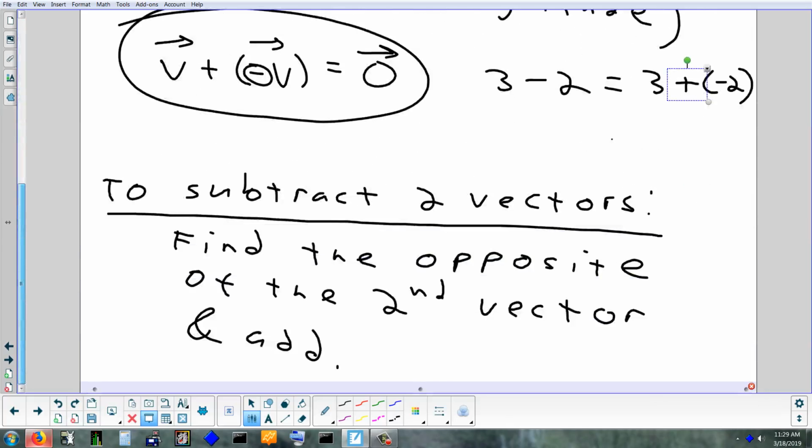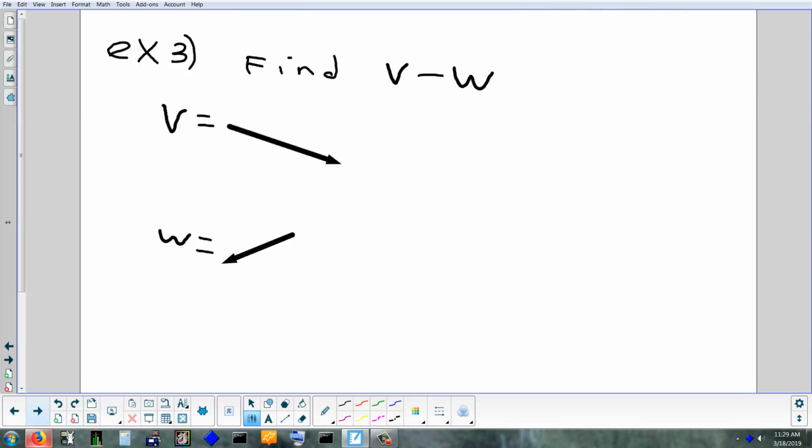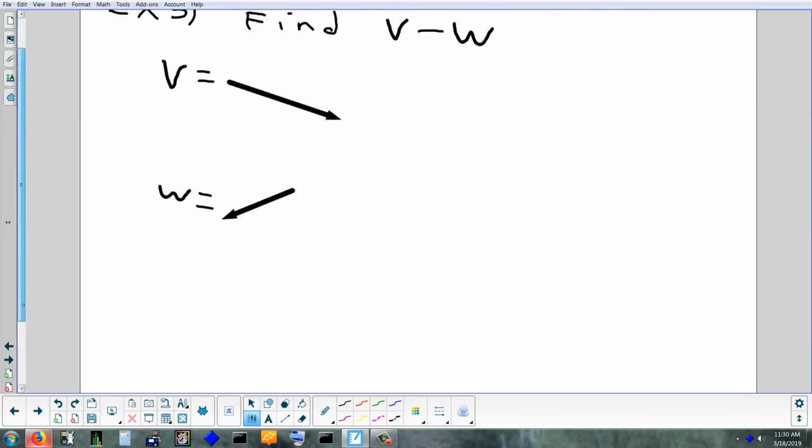Okay, so next we'll try an example with subtraction. All right, so we have V and we have W, and they want us to subtract them. Before I'm ready to subtract, I need to find something first. What other vector should I get first here? Yeah, the opposite of W. I should get the opposite of W.